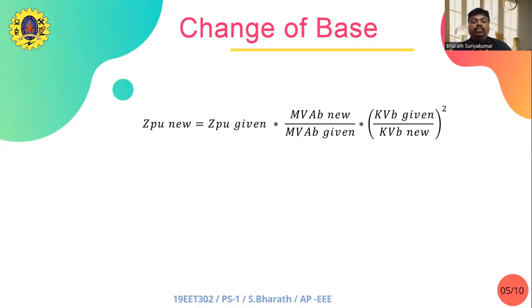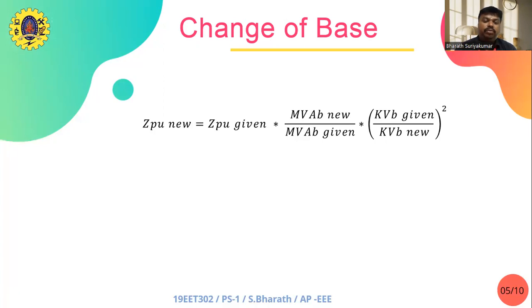So Z per unit new is equal to, and this we can derive with a small derivation that we'll explain in the class, Z per unit given into MVAB new divided by MVAB given into KVB given divided by KVB new the whole square. So this is the change of base formula. Once again, I will repeat. Z per unit new is equal to Z per unit given into MVAB new divided by MVAB given into KVB given by KVB new the whole square. This is a very important change of base formula.